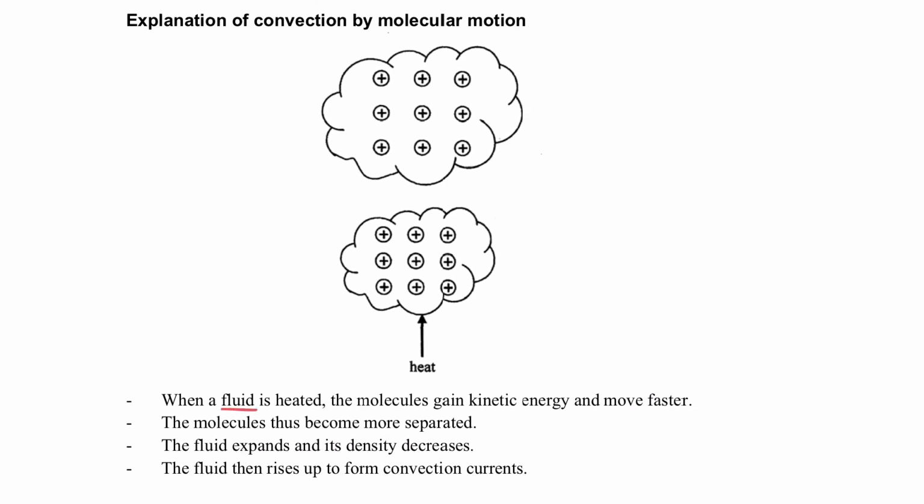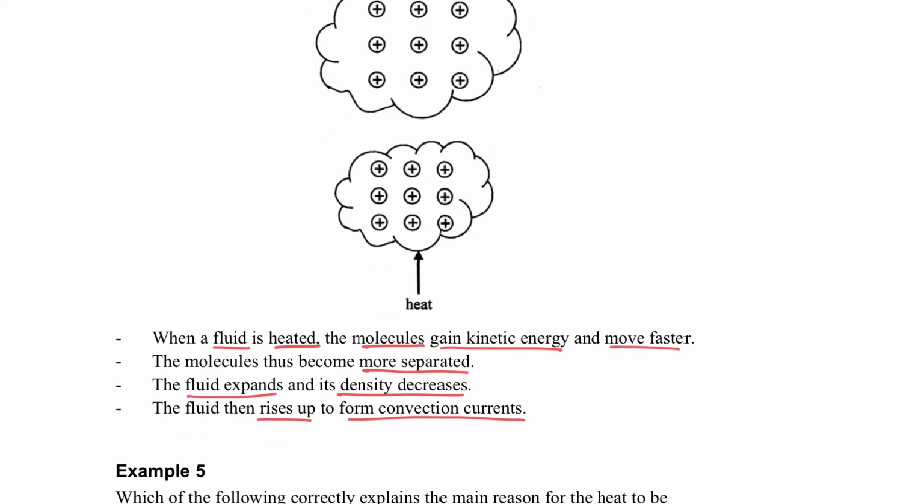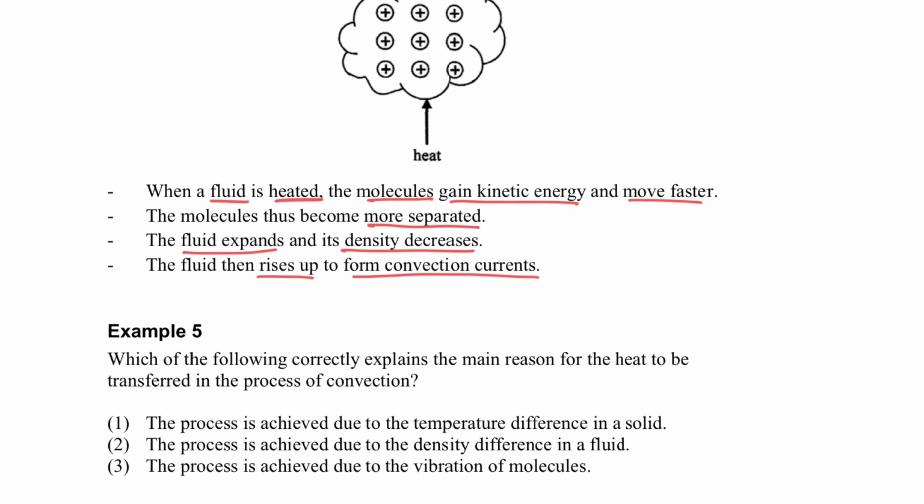Now, we will explain in more detail the molecular motion. When the fluid is heated, the molecules gain more kinetic energy and move faster. So they will separate more, the fluid expands, and the density decreases, so the hot fluid will rise up to form the convection current.